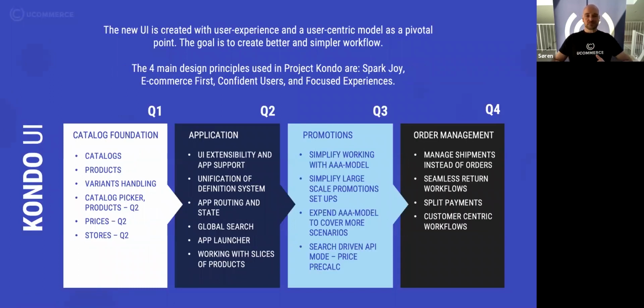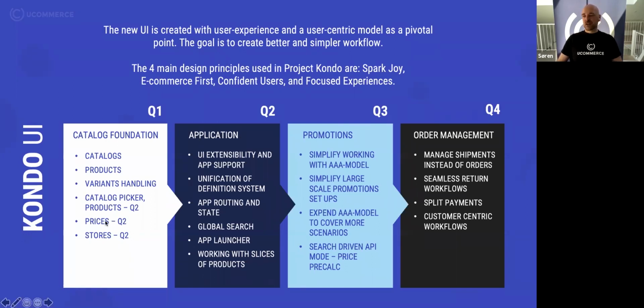For Kondo UI, we're shipping primarily catalog bits here. We had to make a decision towards the end of the sprint here to exclude some things, but we're shipping the catalogs app, the products app, variant handling. We did not have time to do catalog picker, so adding a product to category is not in there to begin with. The old UIs will be in there, so you can still do it, but we'll ship that right on the back of the initial release.